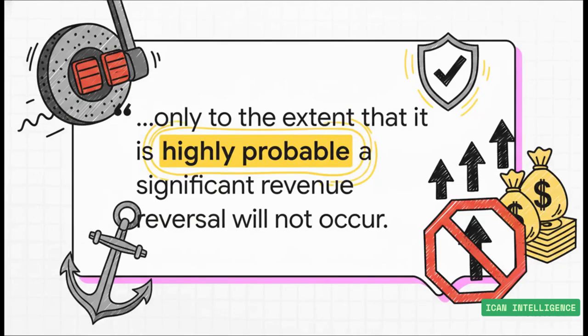But hold on, just because we've estimated it doesn't mean we can book it. And this right here is a massive flashing red light for your exam. It's called the constraint. You can only include that variable amount in your revenue if it is highly probable that you won't have to give it back later. Highly probable is a really, really high bar. The standard is basically screaming at you, be careful, don't recognize revenue you might have to reverse.